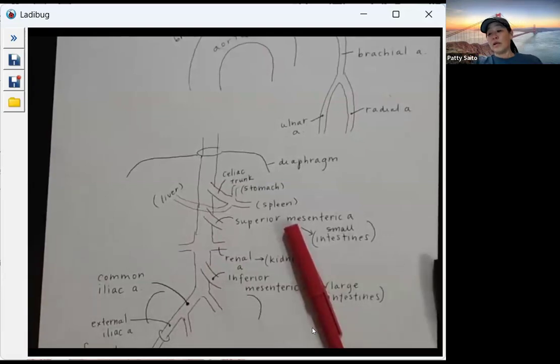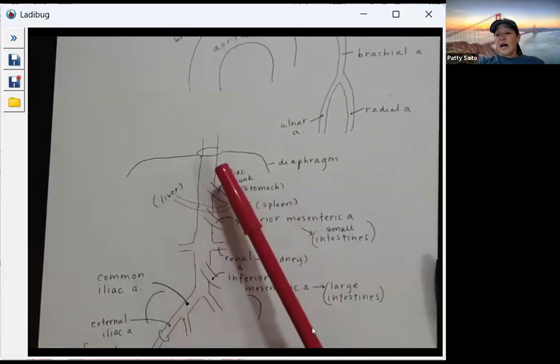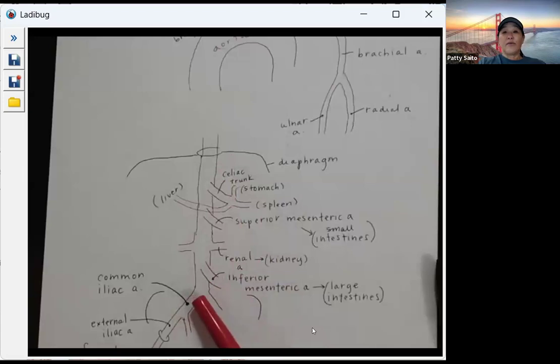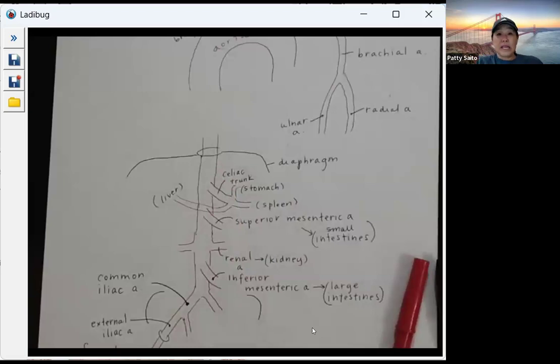Now, what do you notice? I see that the vessel is continuous. All right. It doesn't end and then a new one begins. The blood vessels are all continuous.